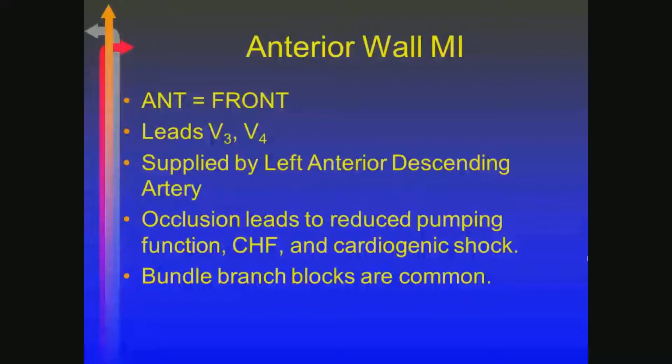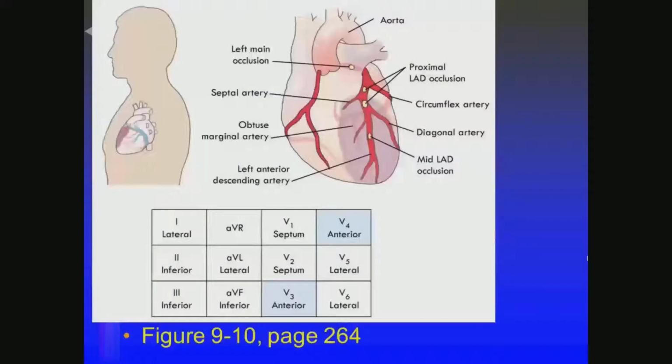Anterior is the front portion of the heart, V3, V4. Again, it's fed by the left anterior descending. And this is the one that has the big problems with patients going into cardiogenic shock. And often bundle branches, because that's the portion that's fed by this artery also. You're right in the bundle.